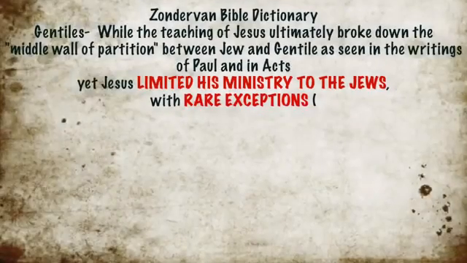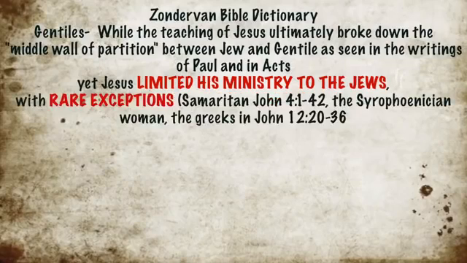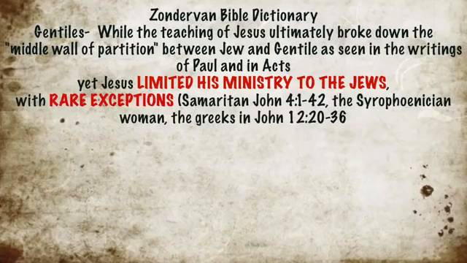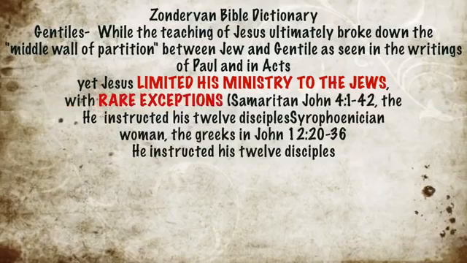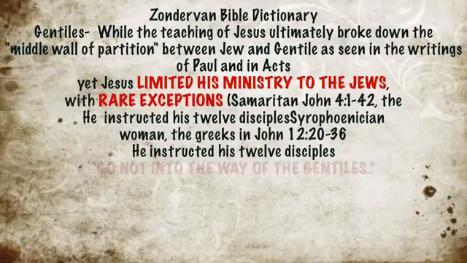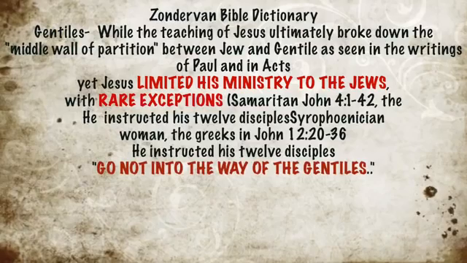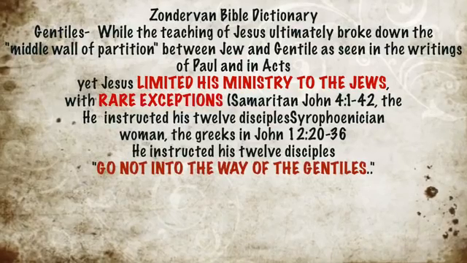With rare exceptions, Samaritan, John 4 verse 1 through 42, the Syrophoenician woman, the Greeks in John, he instructed his 12 disciples, go not into the way of the Gentiles. Now, this is what the Christian scholars know.